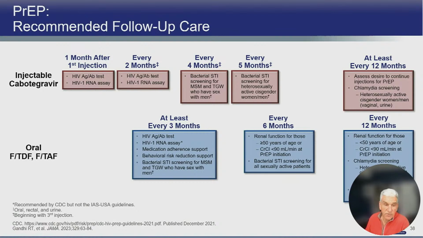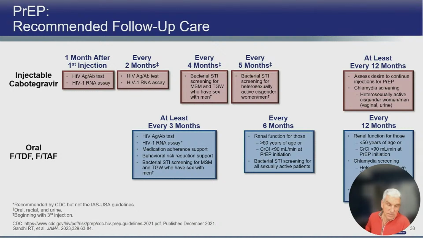The follow-up care for this is different for the oral versus the injection. Let's start with injection. For the injection, it's recommended you get an antigen antibody test and an RNA assay a month after the first injection, and then every 2 months thereafter. With every 4 months, you would add additional bacterial STI screening for those who are sexually active, and every 6 months for heterosexually active cisgender women.